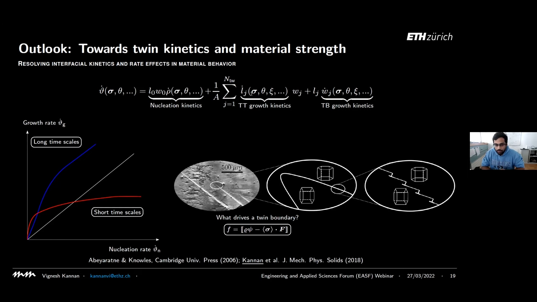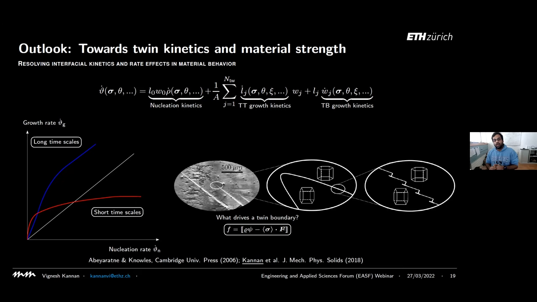This has been solved in classical phase transition literature, where essentially you have a thermodynamic driving force defined by a jump in the free energy density across the interface and the strain energy density across the interface. So this is a jump in the strain energy density. This is the average stress across the interface, and this is the jump in the deformation gradient across the interface, right?